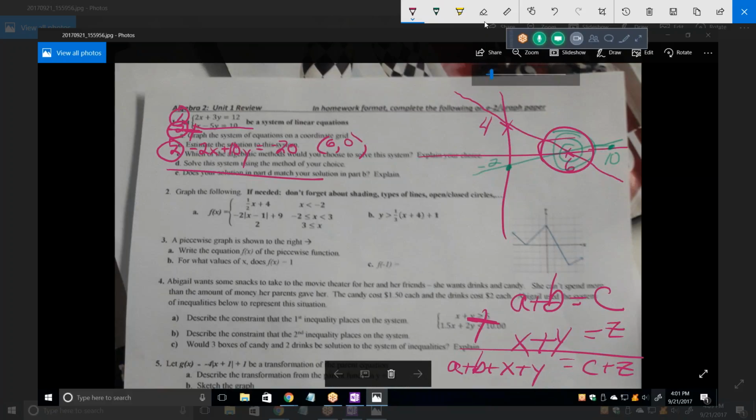What do I get? The 2x and -2x disappear. And then the 3y and 10y is 13y. And then the 12 and -20 makes -8. So what's y? -8/13.